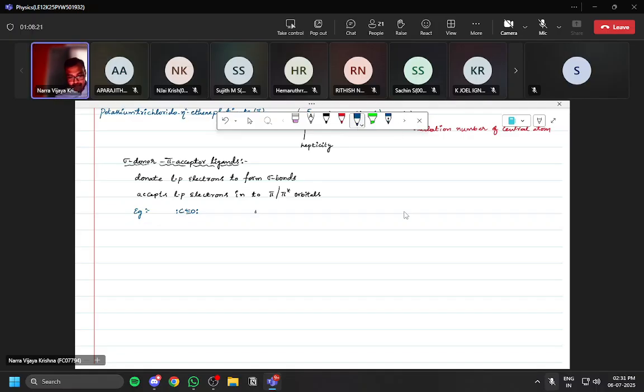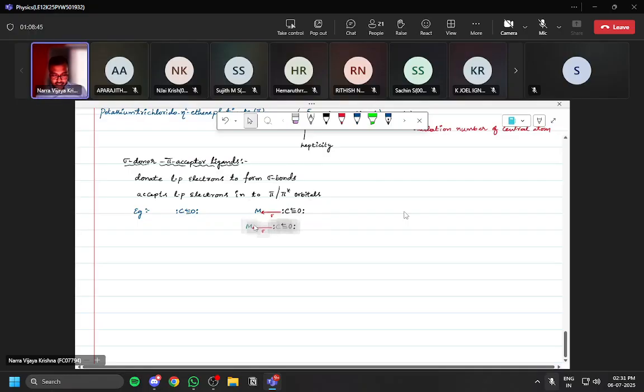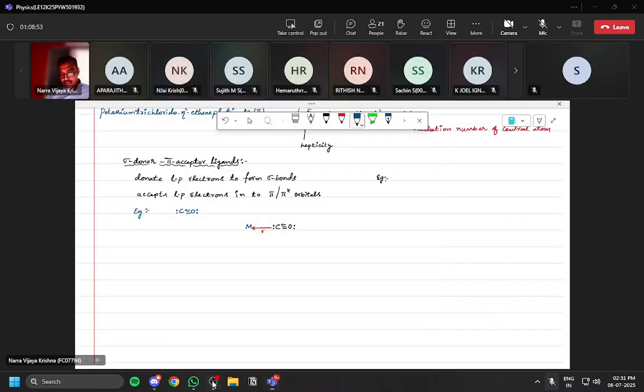I'm taking one metal. To that metal, carbon, oxygen, carbon monoxide. Carbon is donating lone pair of electrons towards metal to form sigma bond. Old JEE questions are again. For example, I am taking NiCO4, nickel tetracarbonyl.